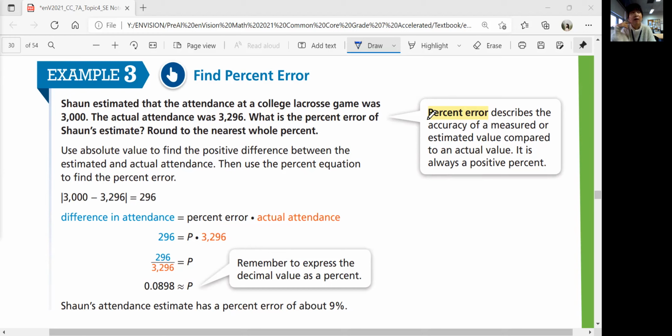What is a percent error, right? We're going to use the absolute value because absolute value represents the distance from something, right? So we're going to use absolute value to find a positive difference between the estimated and actual attendance, because percent error is always a positive number, positive percent. Okay, and then we're going to use the percent equation to find the percent error. So 3,000 was last year, right?